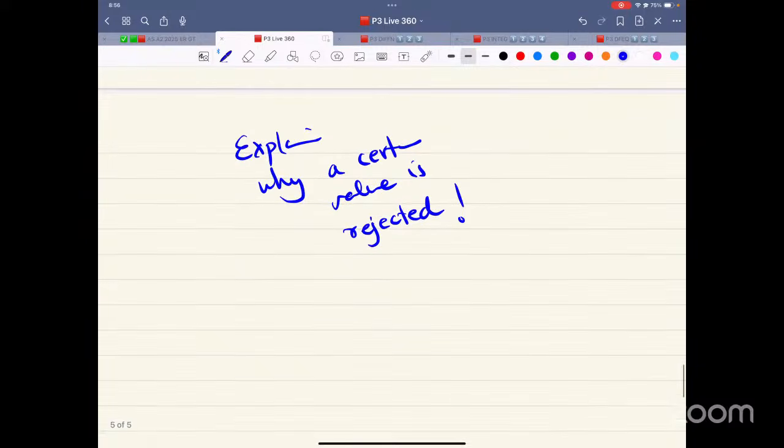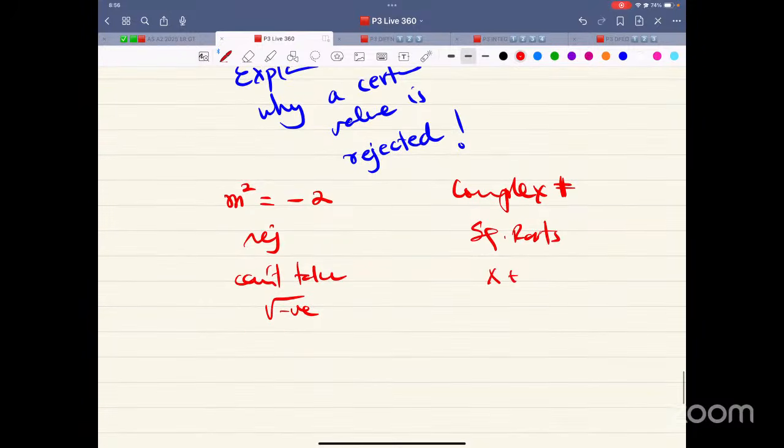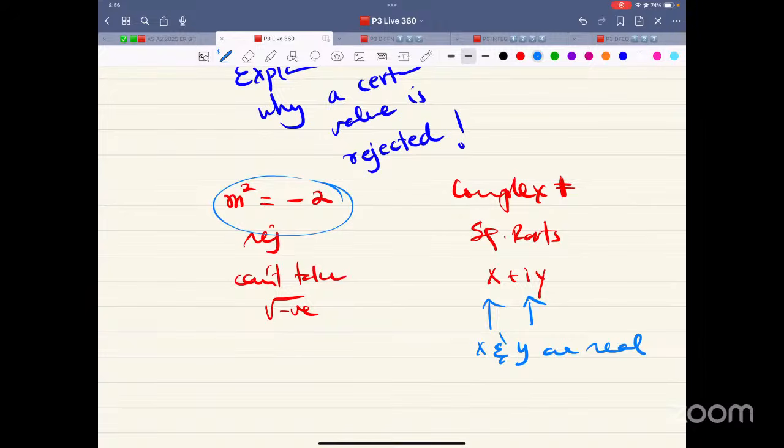For example, if I have the scenario, m square is -2, so we reject it because you can't take the square root of a negative number. Even in complex numbers, when we talk about square roots, the square root is in the form x plus iy. So what is the condition that they put in? The condition is that x and y are real. So again, this thing is applicable over there.